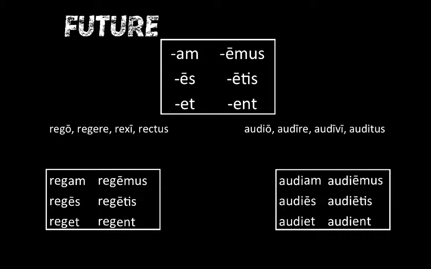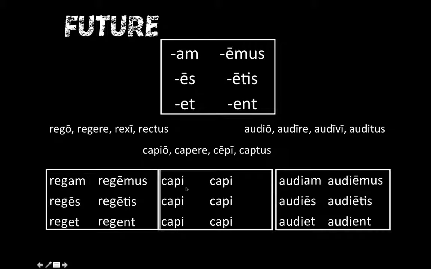Now we do have a little subgroup of verbs that belong to the third conjugation. But these verbs are called third IO verbs, which means that when we look at their principal parts, like capio, they are still a third conjugation verb because of the ere, no macron, but their first principal part ends with an IO. So this means let's treat this verb as if it was a fourth conjugation and keep that I in there. So we're going to do the capi, just like we did audi over here. And then we will add the endings. Capiam, capies, capiet, capiemus, capietis, capient.